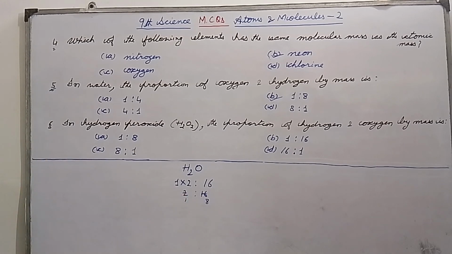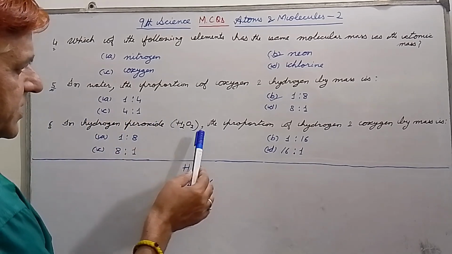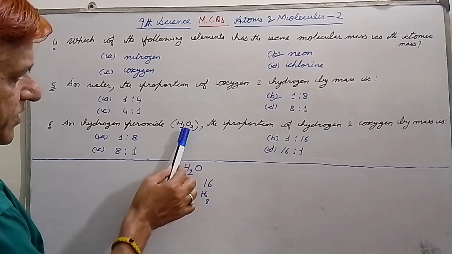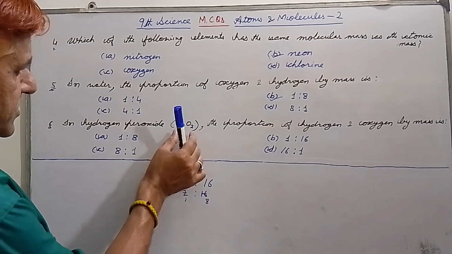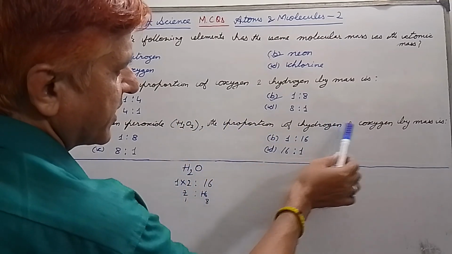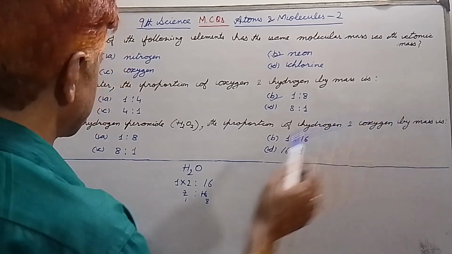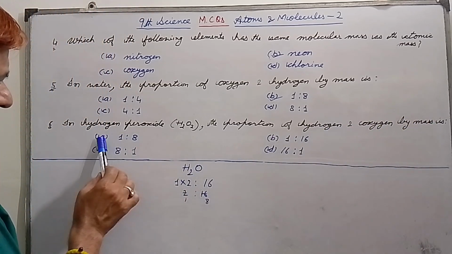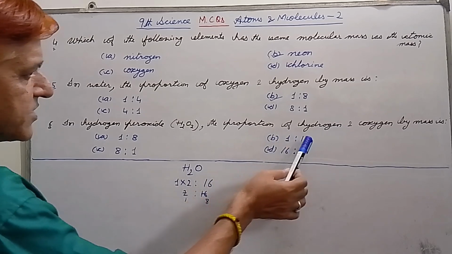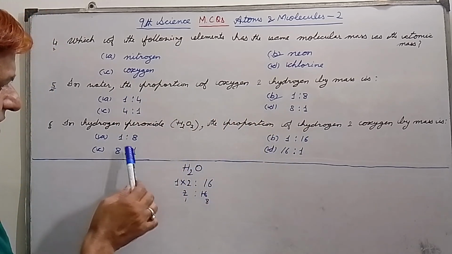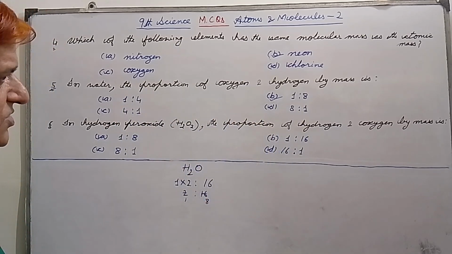Similarly, now question number 6. In hydrogen peroxide, that is H2O2, the chemical formula for hydrogen peroxide, the proportion of hydrogen and oxygen by mass is: A, 1 is to 8; B, 1 is to 16; C, 8 is to 1; and D, 16 is to 1.